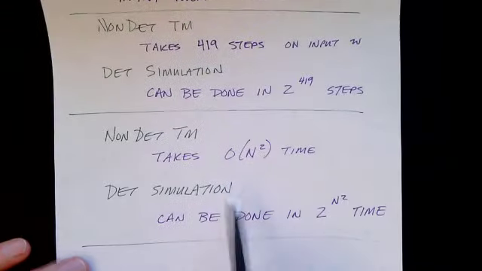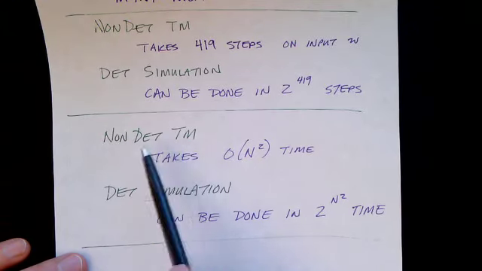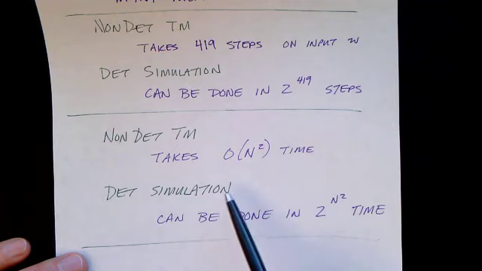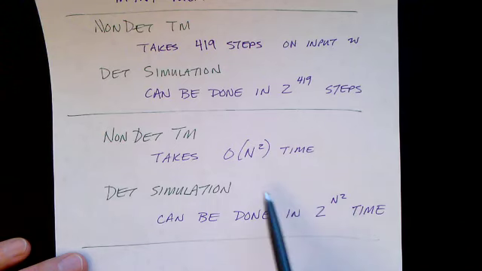So here I'm saying the same thing. If, for example, a non-deterministic Turing machine can perform an algorithm in n squared time, then the deterministic simulation can be done in an exponential, where the exponent is that n squared. So we can do the simulation on a deterministic machine, but it requires vastly many more steps. And by vastly, I mean exponentially many more steps.